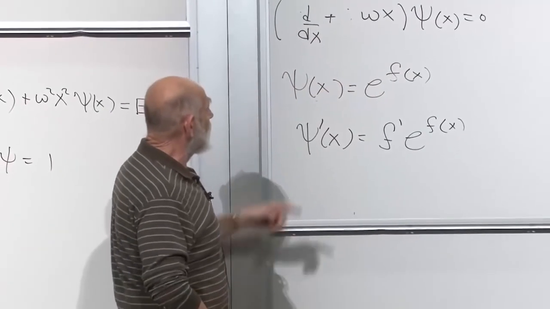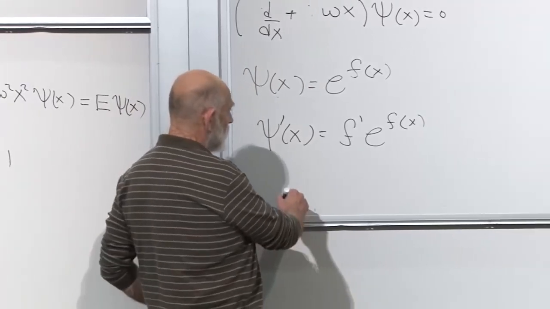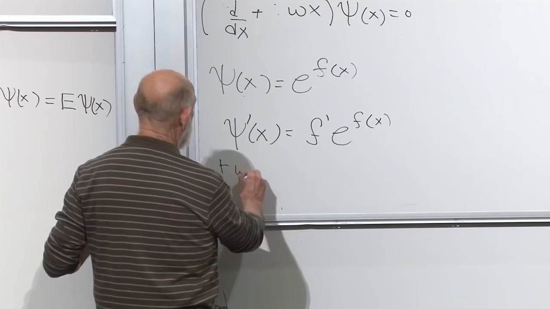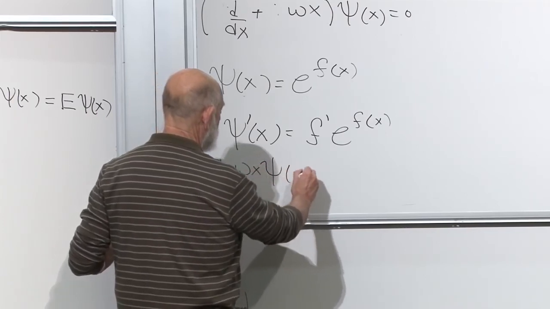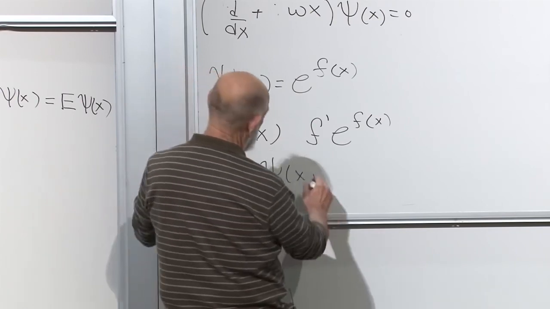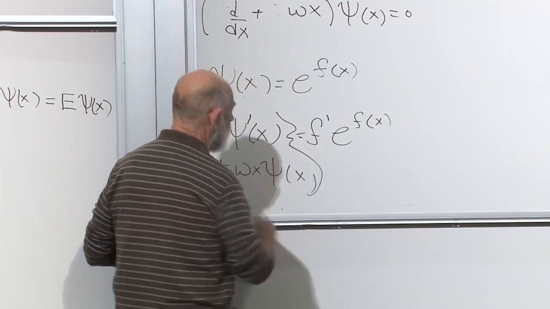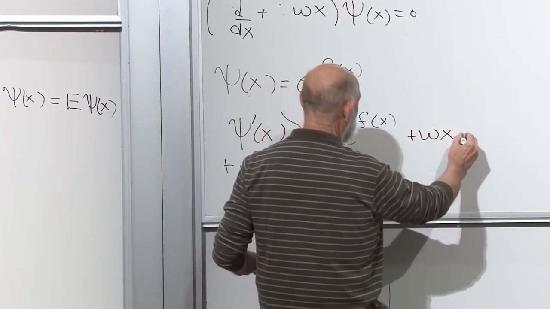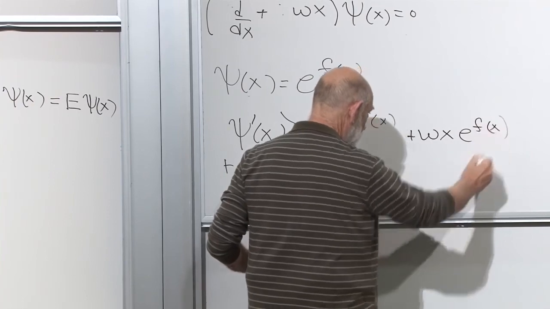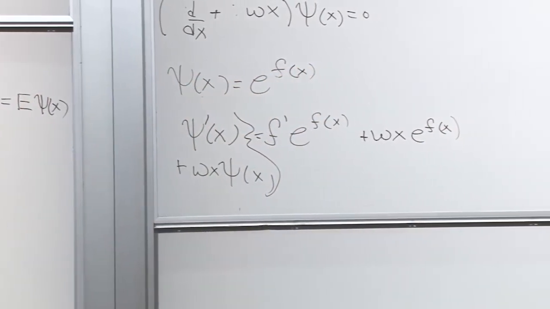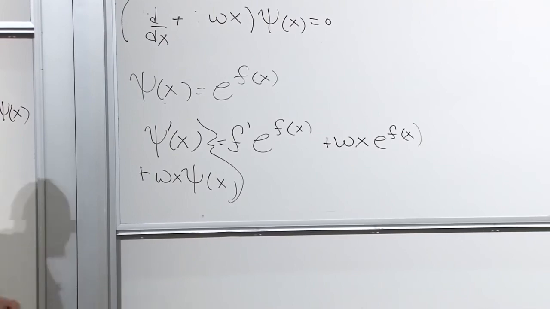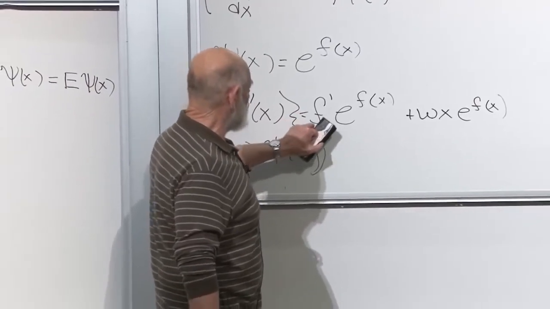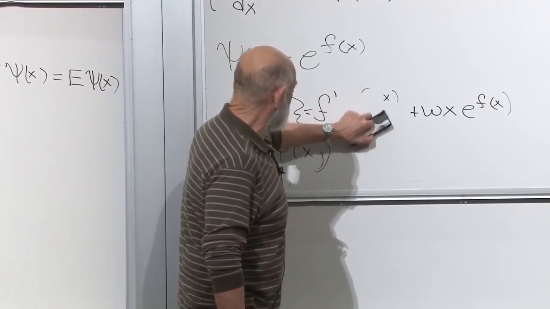And then we want to add to that plus omega x psi of x. We're going to add to this plus omega x e to the f of x. Now you see what Michael was saying, that the e to the f of x factors out. We can get rid of it. And that's why the trick was done in the first place.